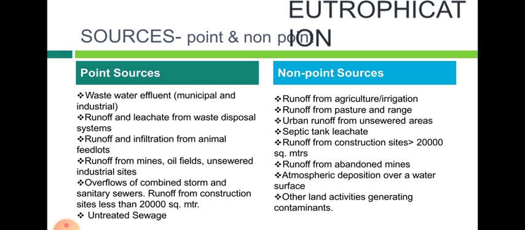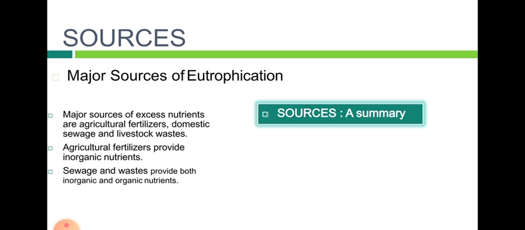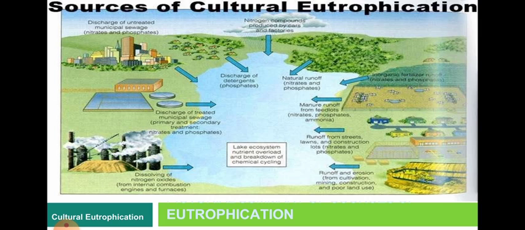Runoff from agriculture or irrigation, runoff from pasture and range, urban runoff from unsewered areas, septic tank leachate, runoff from construction sites more than 20,000 square meter, runoff from abandoned mines, atmospheric deposition over a water surface, other land activities generating contaminants. Major sources of excess nutrients are agricultural fertilizers, domestic sewage, and livestock wastage. Agricultural fertilizers provide inorganic nutrients. Sewage and wastage provide both inorganic and organic nutrients. Sources of cultural eutrophication, as you can observe in this figure.